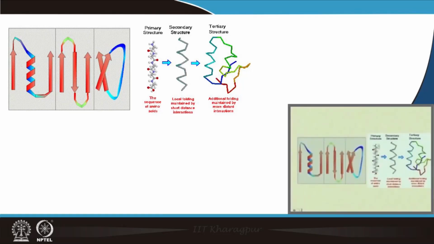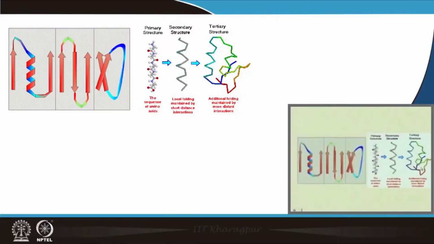Okay, so what do we have? What is the primary structure? It is the sequence of amino acid residues. What is the secondary structure? It is the local folding. It's just local folding, right? The alpha helix is local folding. What is it maintained by? It is maintained by short distance interactions, in this case hydrogen bonds only. When we consider the tertiary structure, it is additional folding that is maintained by more distant interactions.